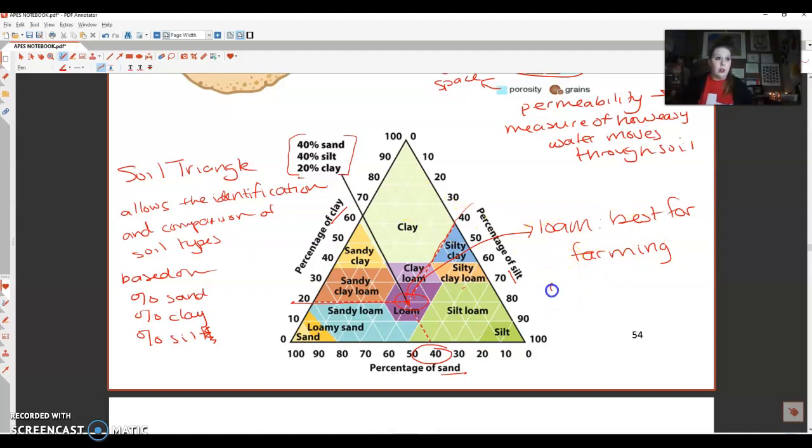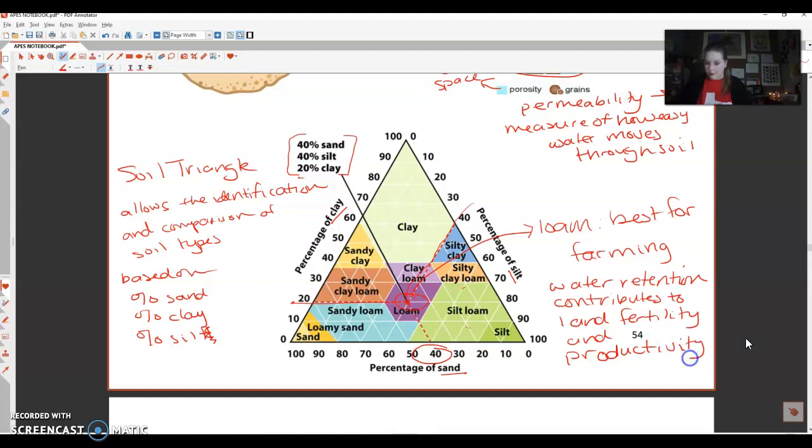Okay, so it's important that we understand water retention contributes to land fertility and productivity. There's that photosynthesis word, okay? Remember, productivity is photosynthesis, okay? So, what I'm probably going to do is find another video for you guys to watch about how to do soil triangles so that you can see lots of examples.